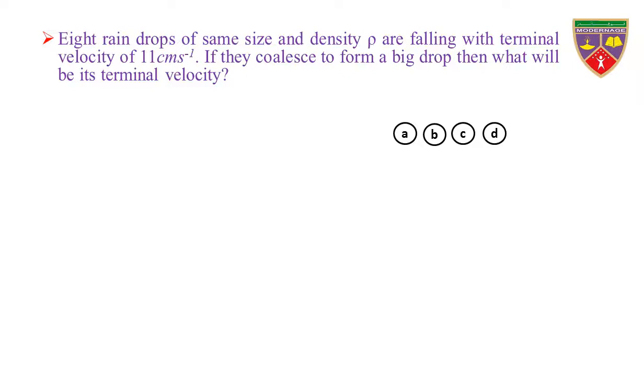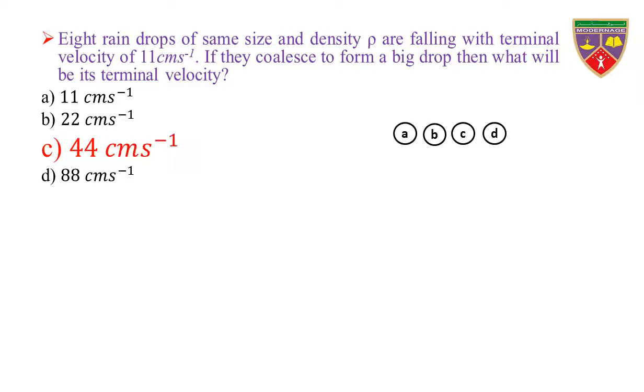8 raindrops of same size and density rho are falling with terminal velocity of 11 centimeter per second. If they coalesce to form a big drop, then what will be its terminal velocity? Option A, 11 centimeter per second; option B, 22 centimeter per second; option C, 44 centimeter per second; option D, 88 centimeters per second.